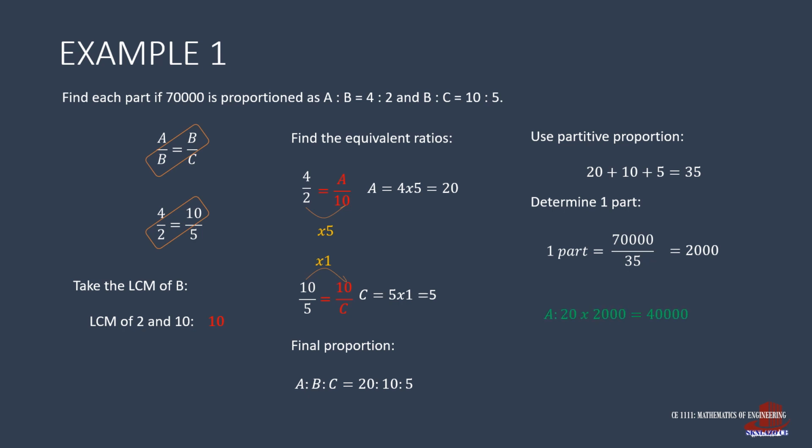So A is 20 times 2,000, giving 40,000. B is 10 times 2,000, which is 20,000. And C is then 5 times 2,000, and that is 10,000.